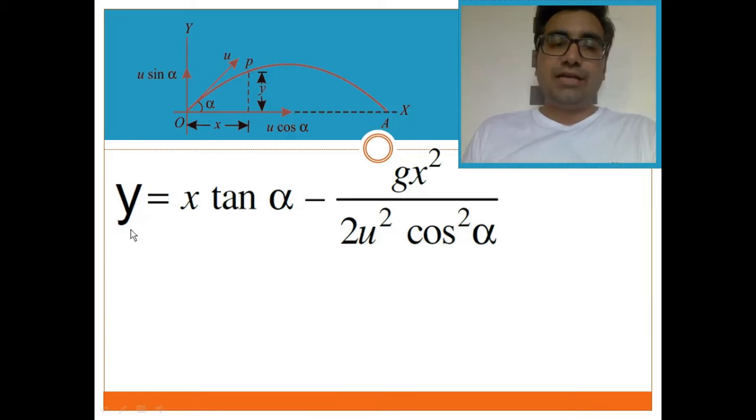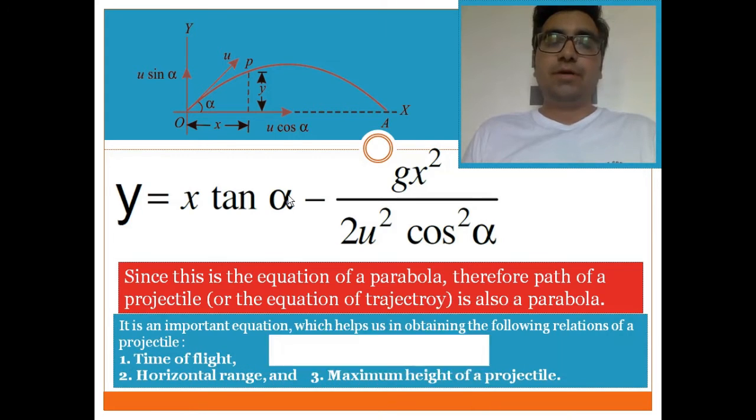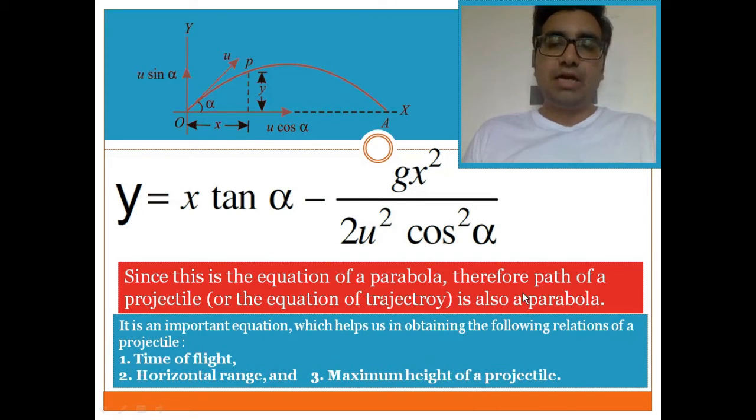So as we have derived the equation for the path of the projectile motion, we come across that y is a function of x square. Here y is a function of this x square, that means this path is parabolic in nature. That means we can say that the equation of the trajectory is a parabola. Now this is a very important formula, this is a very important relationship, this is a very important equation which will help us to find time of flight, horizontal range and maximum height of a projectile. So let's find one by one. First we are going to find time of flight, then we are going to find horizontal range, and we are going to find maximum height of a projectile.